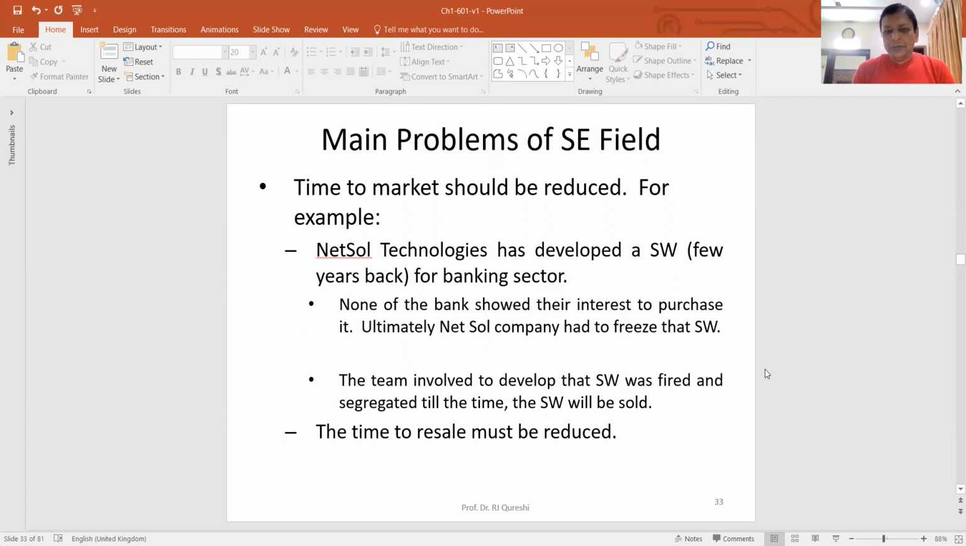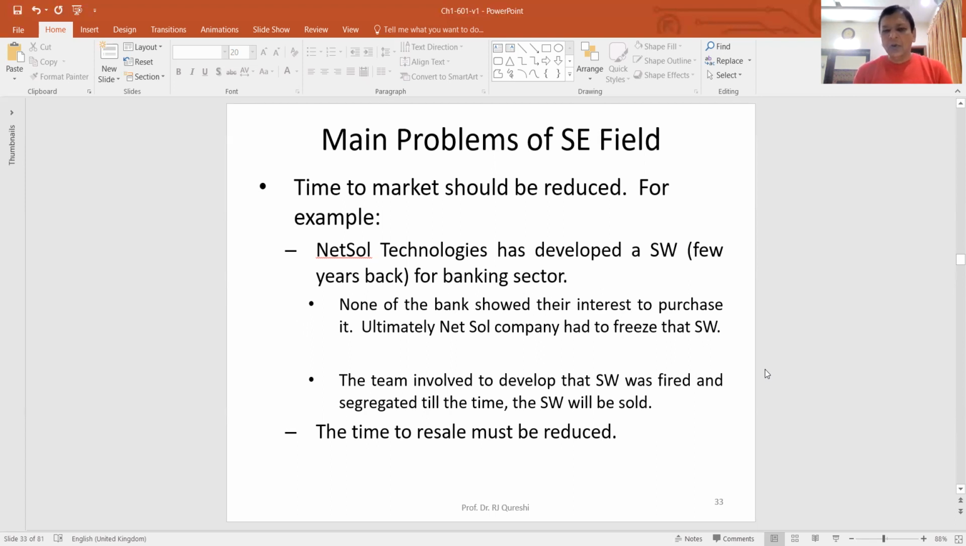Time to market should be reduced. Software is a different product. It's not like hardware. It's not like AC, fridge, or other products. We must have a customer, and then we develop a software.